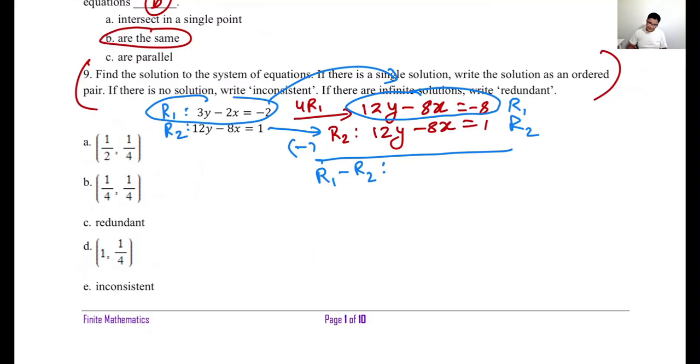Okay. So when I do R1 minus R2 now, you get 0. Basically on the left side, everything gets cancelled. And on the right side, negative 8 minus 1 will be negative 9. Remember, we saw that earlier, getting a contradiction, right? That means the system is inconsistent.